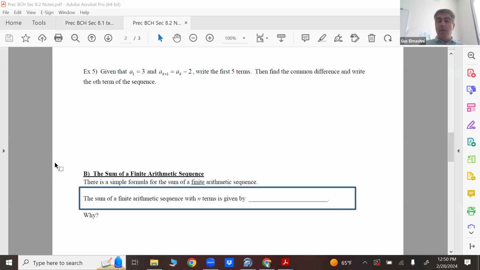Example 5. A1 is 3. A sub k plus 1 equals A sub k minus 2. Write the first 5 terms, then find the common difference and write the nth term. Okay, so this is a recursive sequence, just so you know.